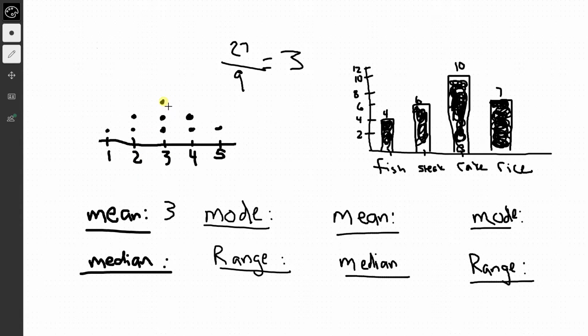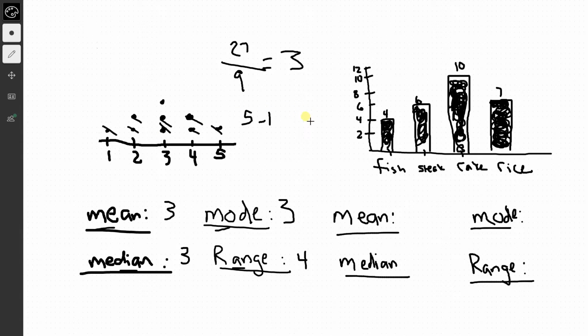As for the mode, we can just see that 3 has been picked the most amount of times, so 3 is the mode. And if we go for the median, once again we can get 3. And for the range, we can subtract the lowest from the highest, and we can just get a range of 4. So as we can see, when we are working with numerical data, it's pretty nice. We can use all 4 types of measuring tools to analyze the data.